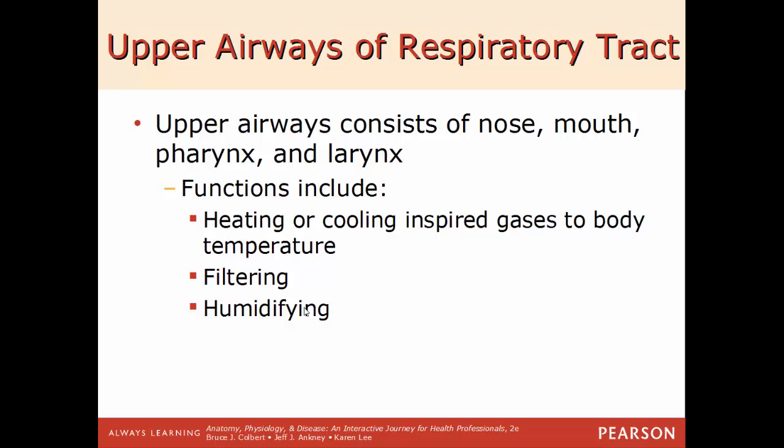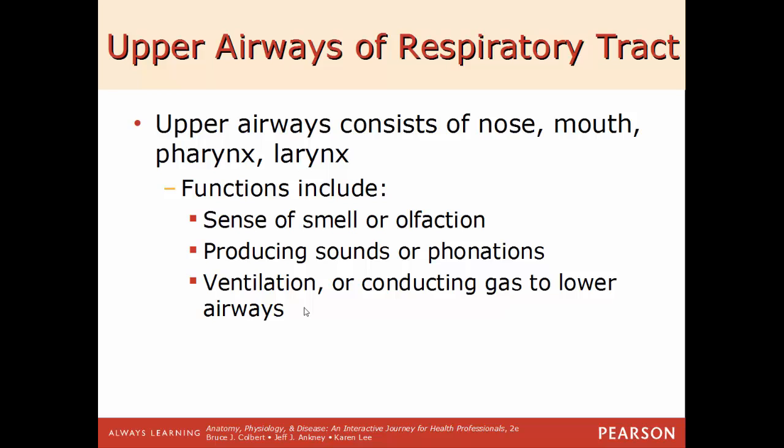Now we'll talk about the two various airways, both upper and lower, and how they are different. The upper respiratory tract, or the upper airway, consists of the nose, the mouth, the pharynx, and the larynx. The functions of this airway include heating or cooling of inspired air gases to body temperature, filtering the air that's breathed in, and also humidifying the air. Some other functions include the sense of smell, or olfaction, producing sounds and phonation, and ventilation, or conducting gas to the lower airways.